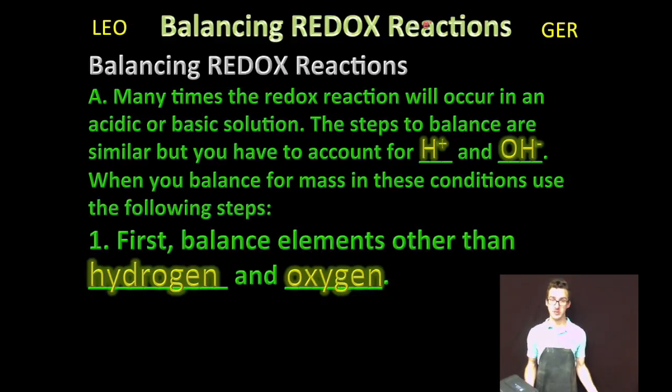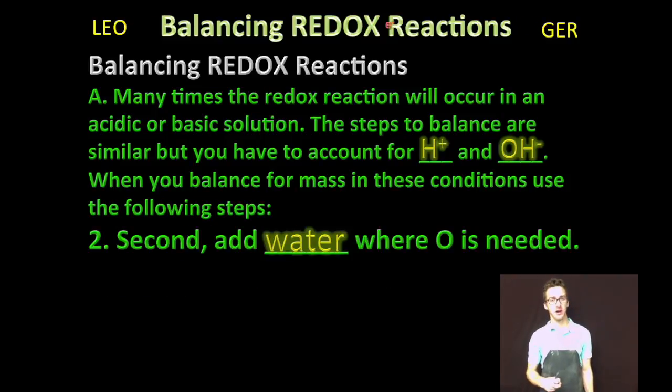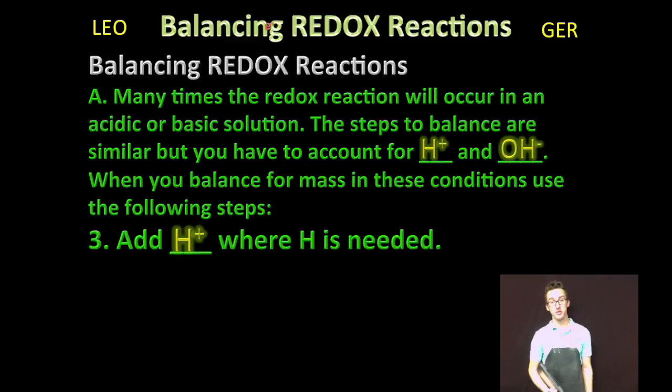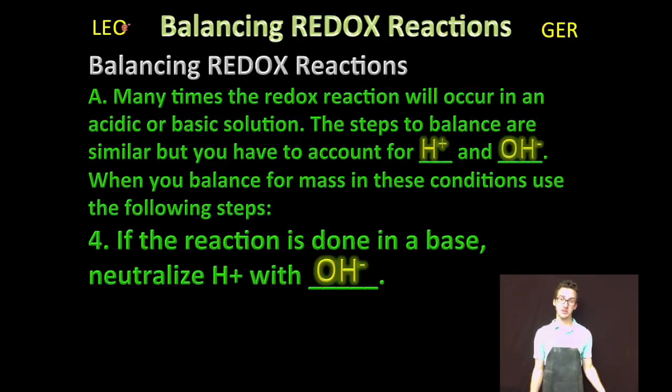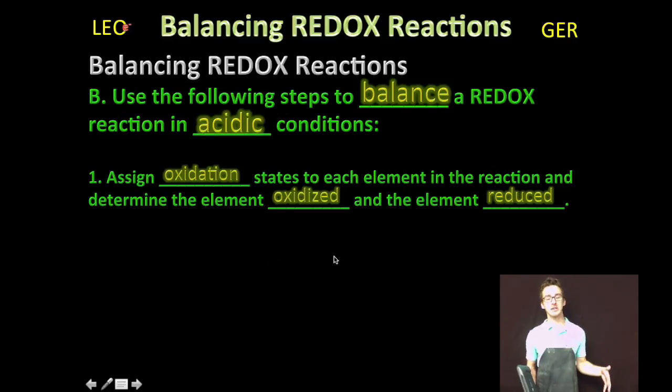So, 4 big steps. First, balance elements other than hydrogen and oxygen. Second, when you need to balance the oxygen, you're gonna add water to do that. Third, if you're in an acidic solution, you're gonna add hydrogen ion where hydrogen is needed to be balanced. And this is possible because in an acidic solution, we've got a bunch of extra hydrogen ion just floating around. Now, if you're in an acidic solution, you're done. But if you're in a basic solution, you've got one more step. And that step is to add hydroxide ion, neutralize that hydrogen ion, and correctly depict the fact that we're working in a basic solution.